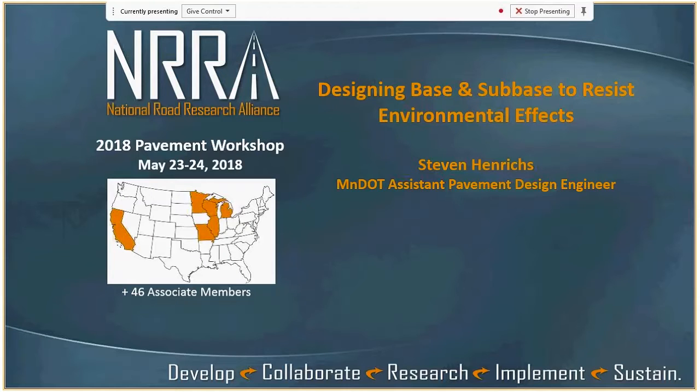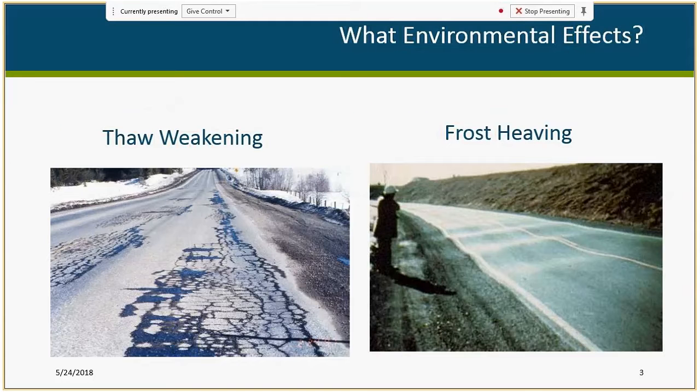So what are environmental effects? Well, you've already seen this picture on the last presentation, but we got thaw weakening and frost heaving. Thaw weakening is losing strength in the spring from water melting out in the pavement section, and frost heaving is roughness caused by upward movement from the frost.